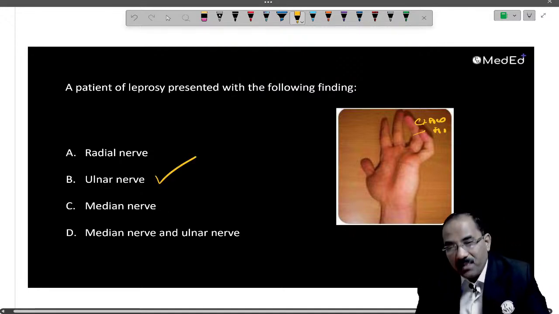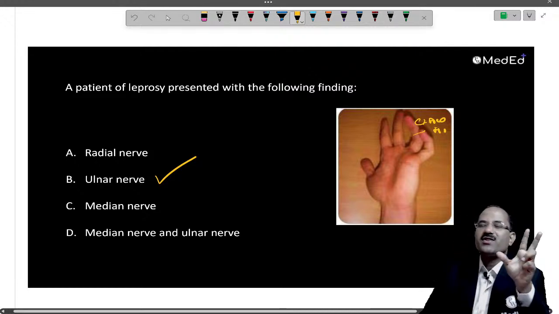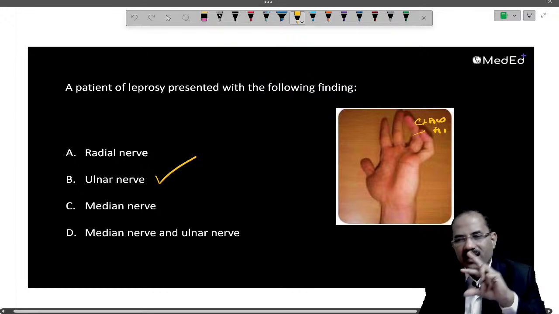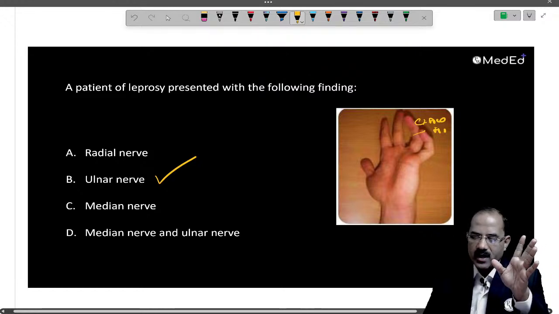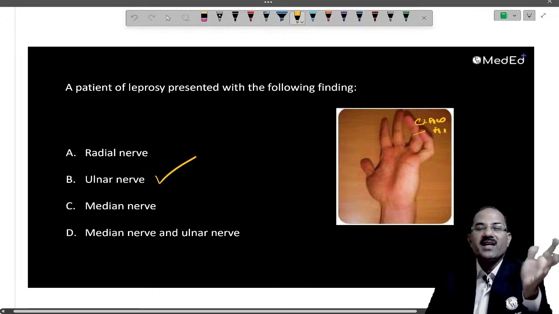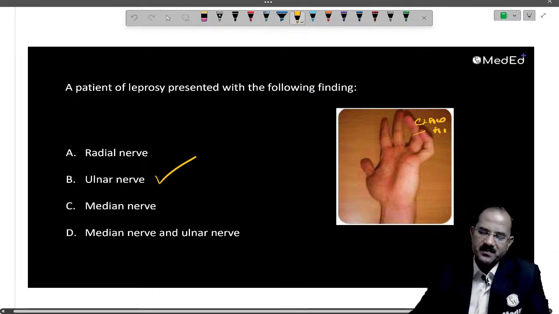So this is known as partial claw hand. The last two digits, you get a claw hand. That's paralysis of the last two lumbricals. Ulnar nerve is damaged. The lumbricals of the middle and the index finger are supplied by median nerve. So you get a claw hand of these two digits. This is partial claw hand. And if both median and ulnar nerve are damaged, you get a complete claw hand. That's a complete claw.